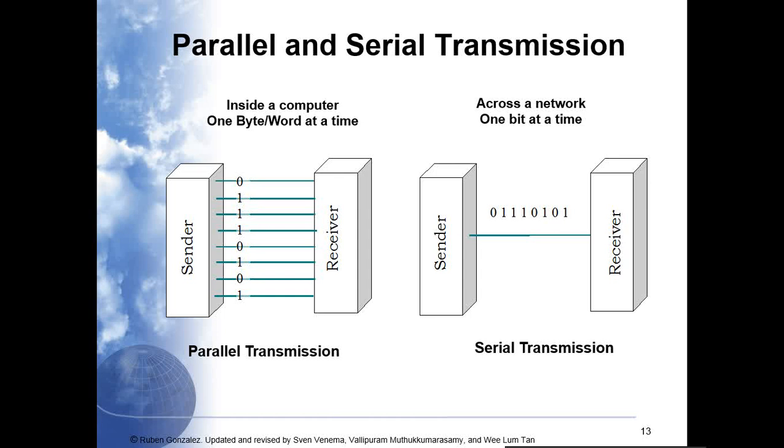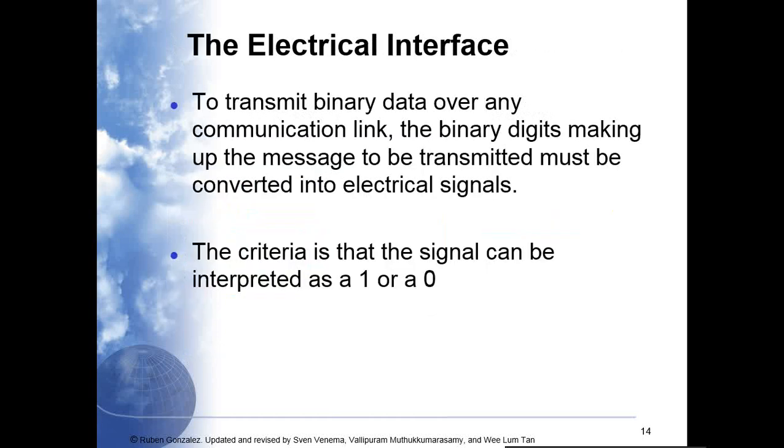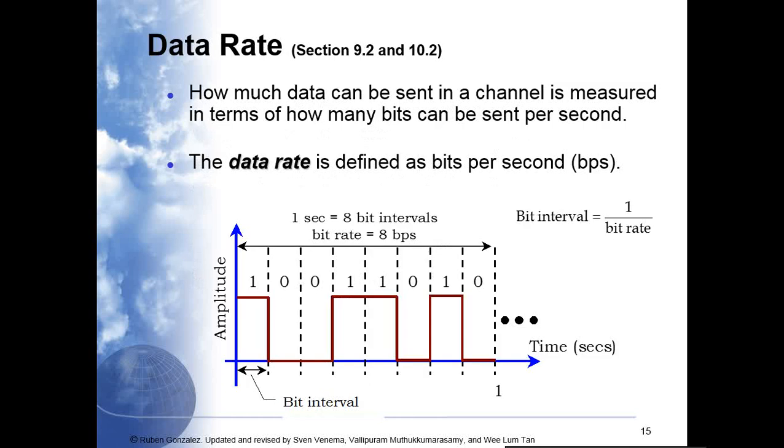Which one do you think is faster? Parallel or serial? Parallel looks to be faster, right? Everything else being the same? Yeah? Okay. The electrical interface: to transmit binary data over any communication link, you must convert those things into electrical signals. The only criterion for us really is that the signal must be a 1 or a 0, because we're storing data in binary, and we can use voltages or something like that to represent the differences between those values.